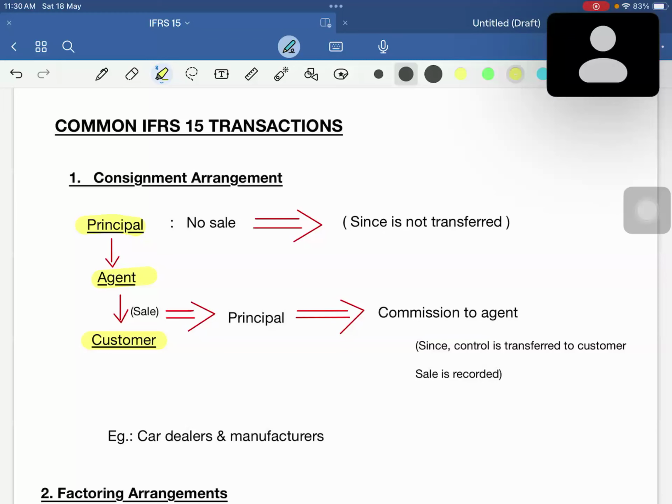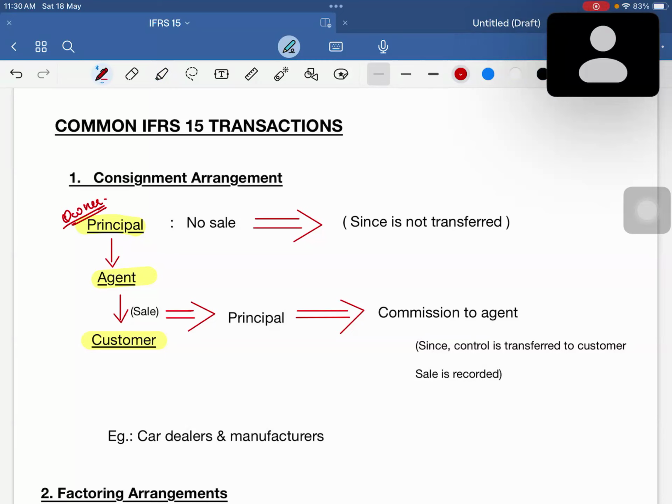So what does the principal do? Principal would transfer their goods and services to the agent. So the principal is going to be the owner of the business. But instead of dealing with the customers directly, they are going to use agents. Or in common terms, let's say franchising, right?